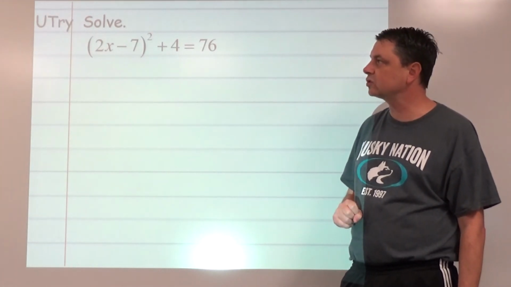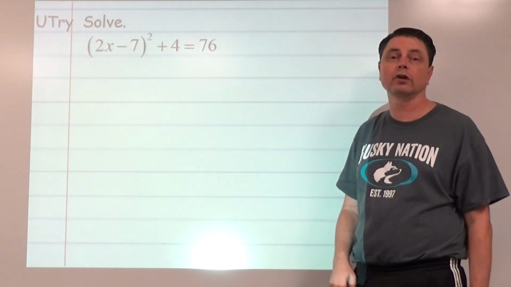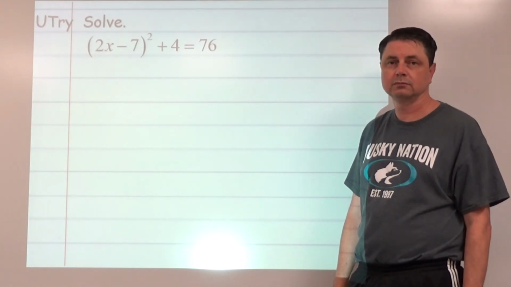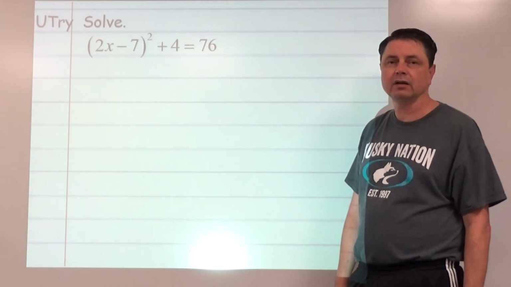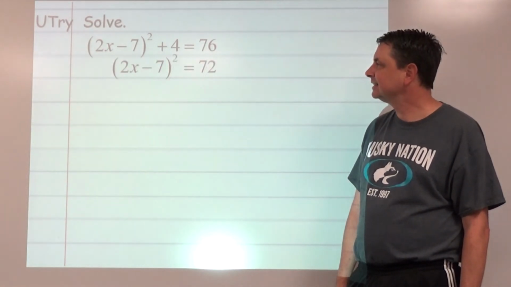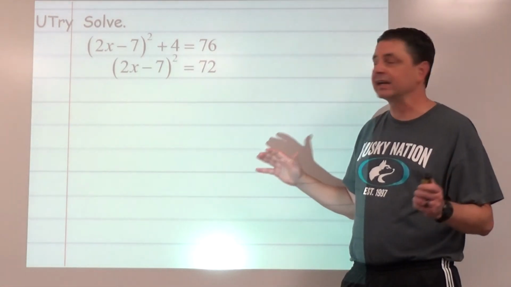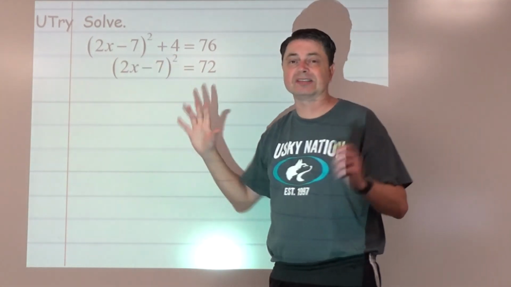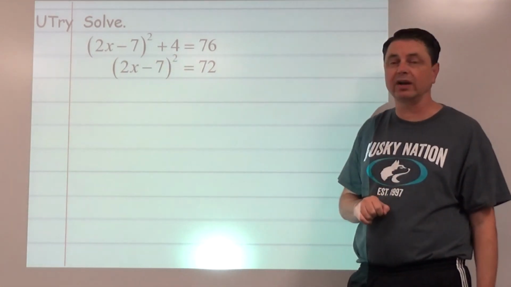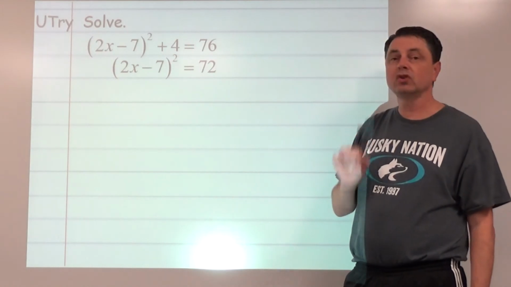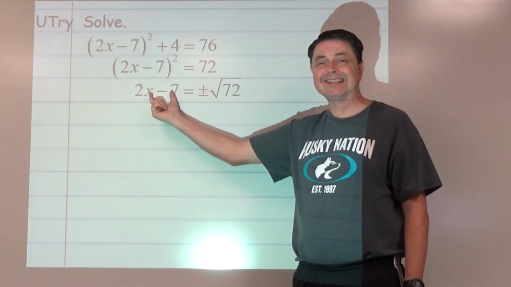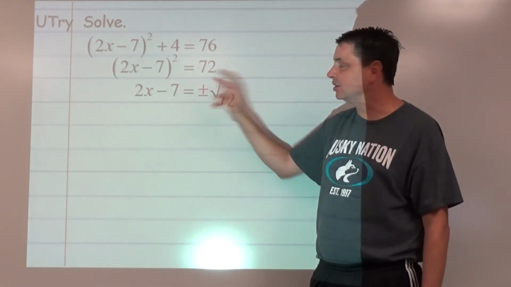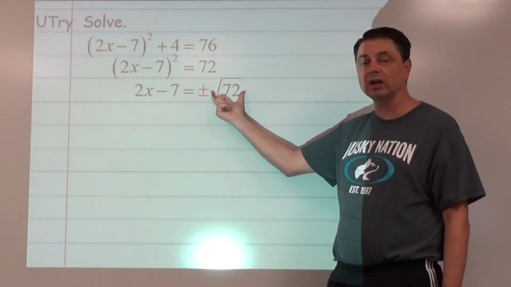All right, you try this one. Pause here as you work through. All right, let's undo the addition. Now the expression that's being squared is isolated, so now we're going to square root both sides. Don't forget the plus minus. We'll add 7 to both sides. Again, I like to do that in front of the plus minus. And we're going to break this down.